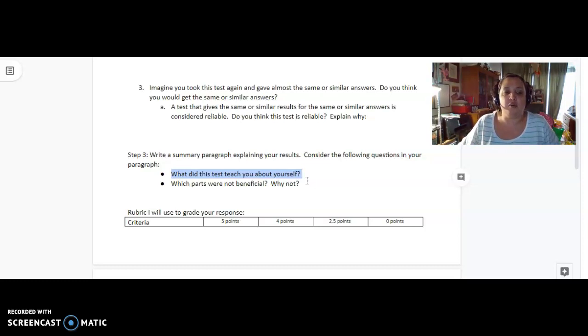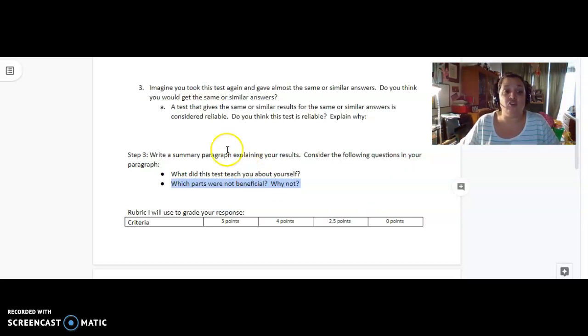But the second part, which parts were not beneficial and why not? Again, you might have taken the test and you feel like, well, this section over here didn't really help me out, or some of the questions repeated themselves and that was not useful. So you're just telling me about your experience of taking the test and your reaction to the results. Okay? And then that's it.